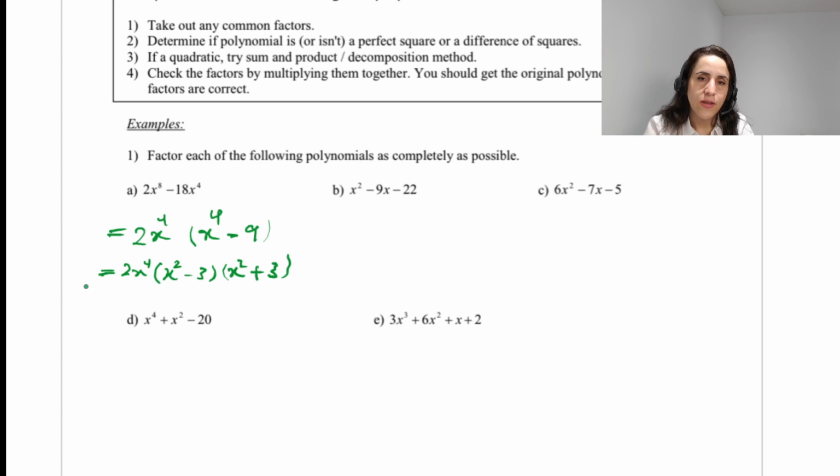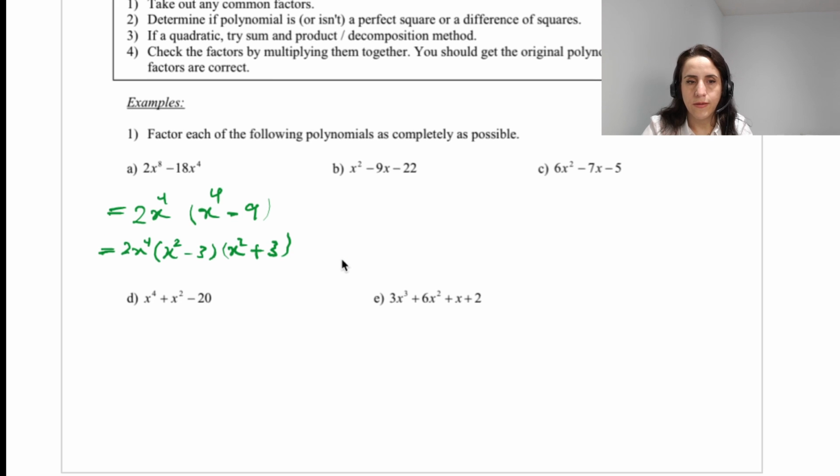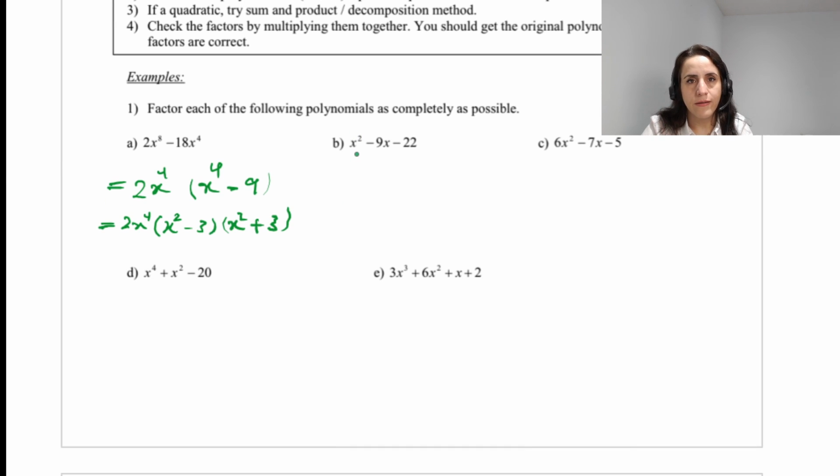How about the next one? It is a trinomial. I'm going to check if it is a perfect square or not. X squared, okay, looks like that's a perfect square. I'm going to check the last one, 22. 22 is not a square of any number. Then for sure this is not a perfect square.